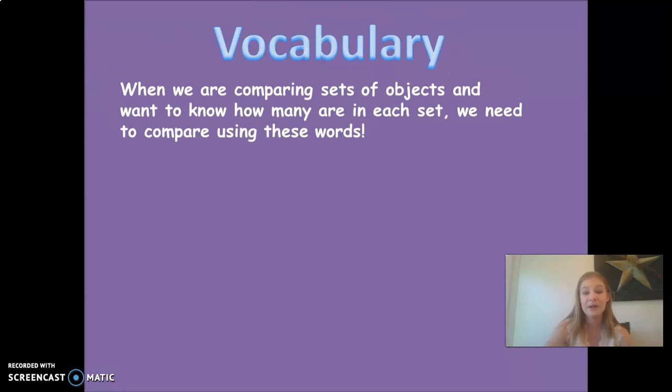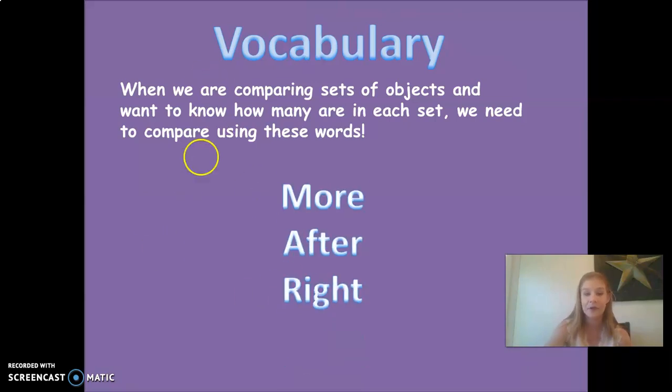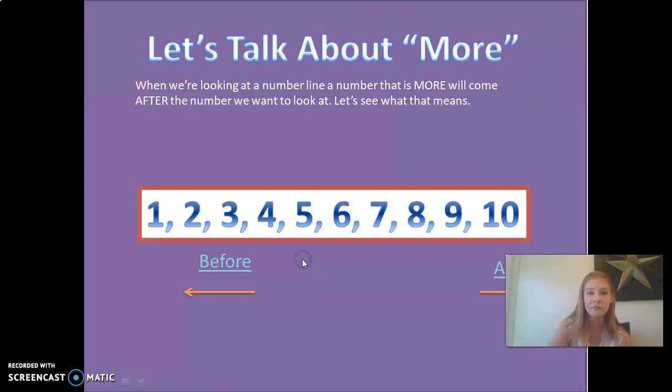So when we're comparing sets of objects and we want to know how many are in each set, we're going to compare using these words in this lesson. So we have the word more, the word after, and the word right. And I don't mean writing like a pencil. I mean like my right hand pointing to the right, so the direction. So let's talk about more.